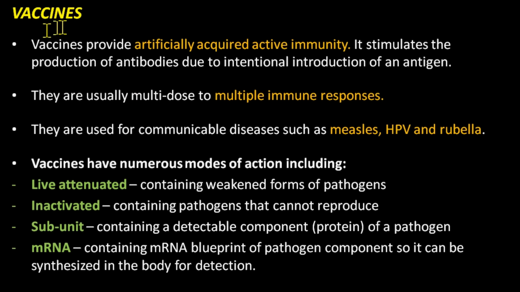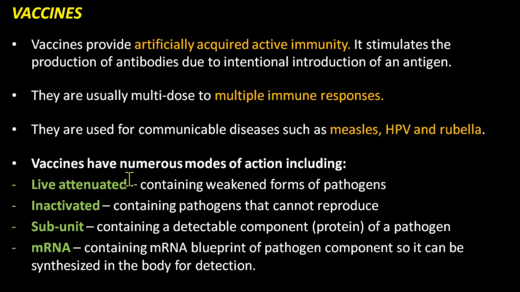So let's take a closer look at vaccines here. Vaccines provide artificially acquired active immunity. They stimulate the production of antibodies due to the intentional introduction of an antigen into the bloodstream. They are usually multi-dose because they produce multiple immune responses, and they are used for communicable diseases such as measles, HPV, and rubella. Vaccines have numerous modes of action.